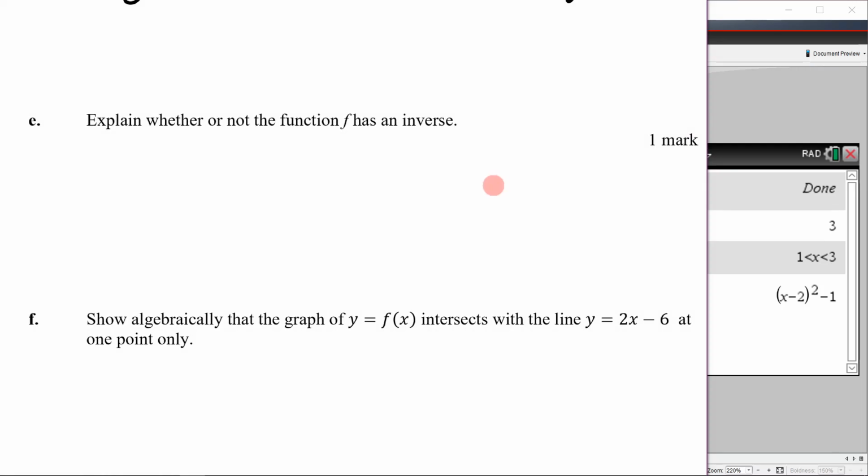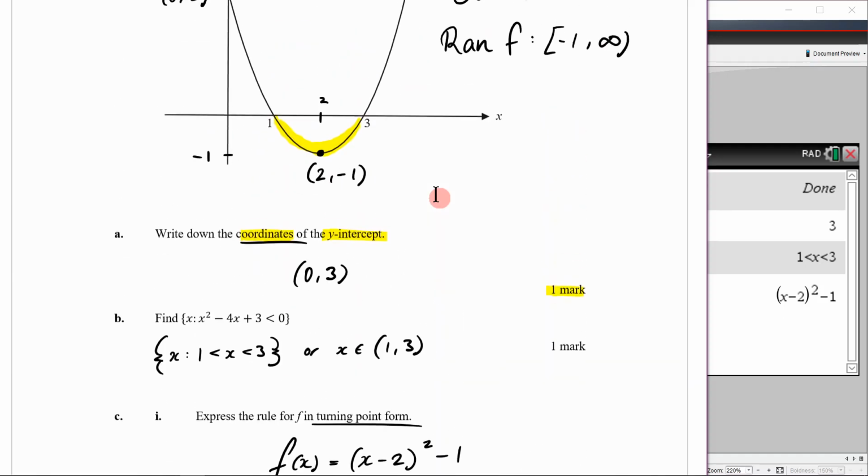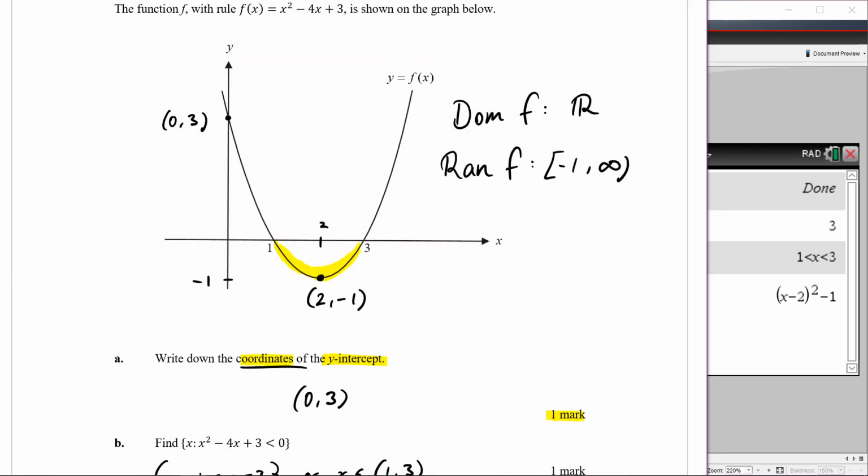Explain whether or not the function f has an inverse. So if we were to come up here for a second and look at our graph, what do we have to remember about inverses? Well, in order for the inverse of a function to exist, it has to be 1 to 1. And the way that we determine whether or not something is 1-to-1 is if it passes the horizontal line test. And as you can see, this doesn't pass the horizontal line test, which means it isn't 1-to-1, which means it won't have an inverse function.